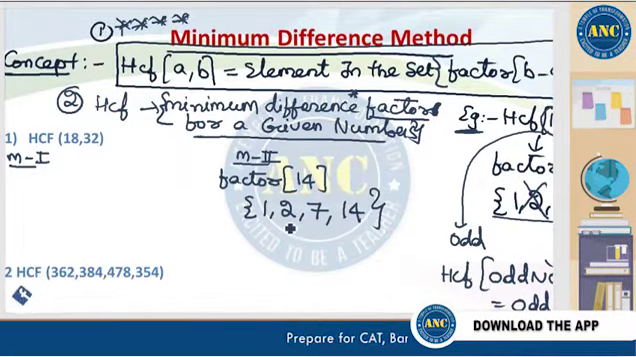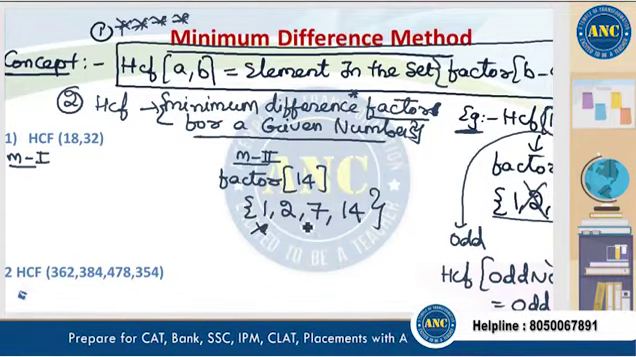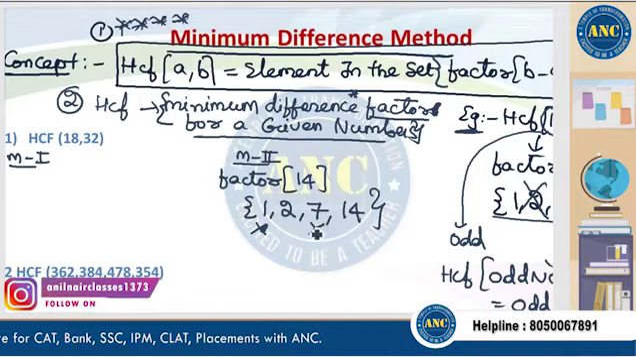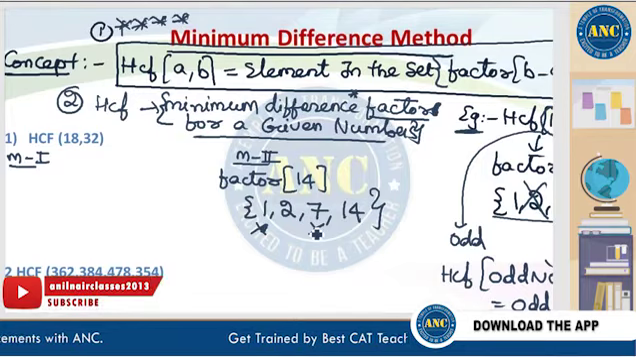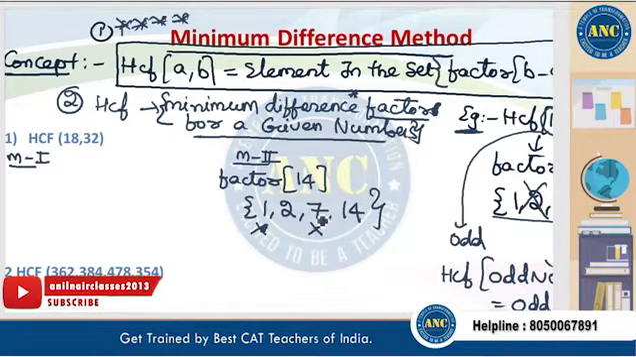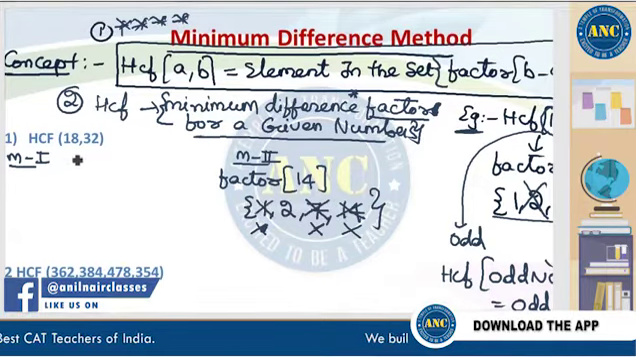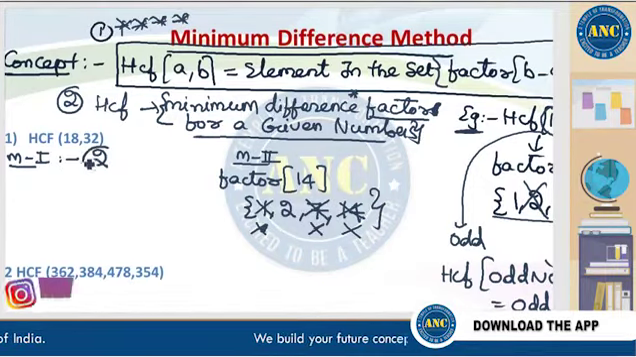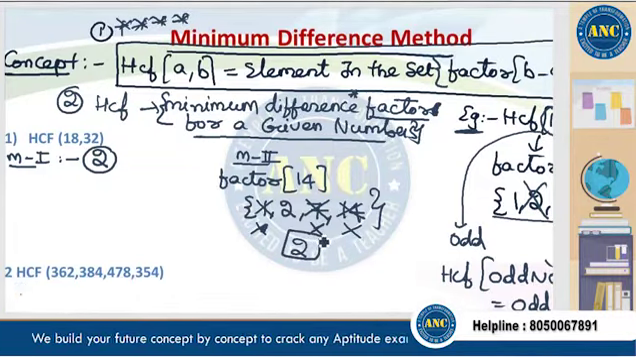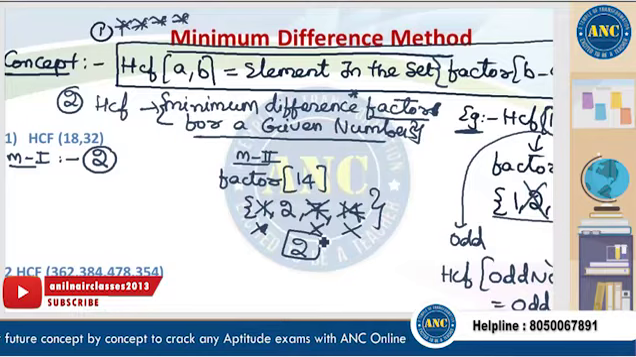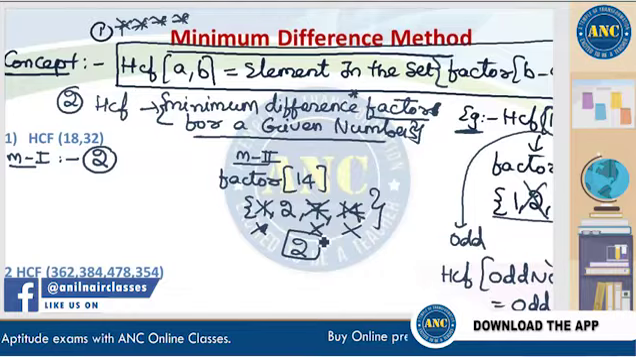HCF of any two even numbers will be an even number. So 1 anyway will divide every other number. 7 is out. Are you all with me, right, sir? If 7 is out, obviously 14 will be out. 7 is out, 14 is out, 1 is out. Answer is 2. So, HCF of any two numbers, the answer is an element in the set factor of B minus A.